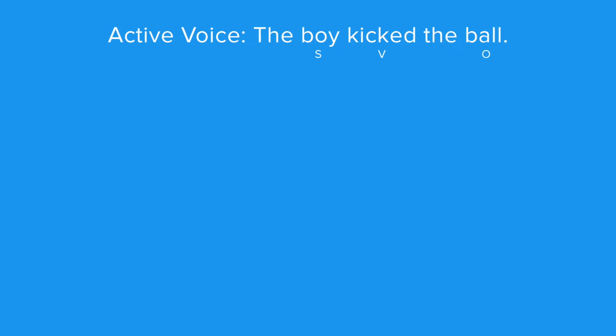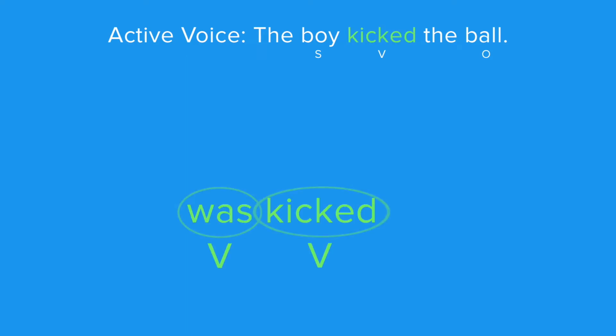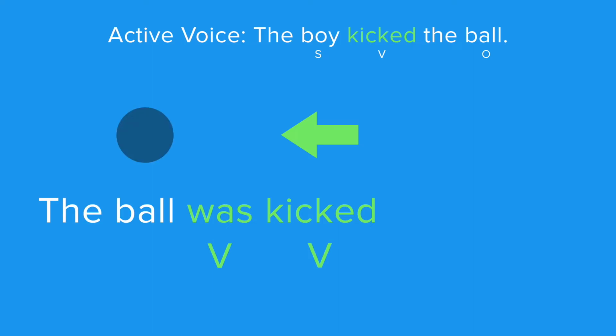In the passive voice, we still have our verb kicked, but we also have the verb was, creating a verb chain. Was is a key word to look out for when using the passive voice. Let's look at the subject of our sentence next. Remember, in the passive voice, the word order is reversed, so the subject is receiving the action. This sentence is about the ball, so this is the subject of our sentence. But notice how it is still receiving the action like our sentence in the active voice.